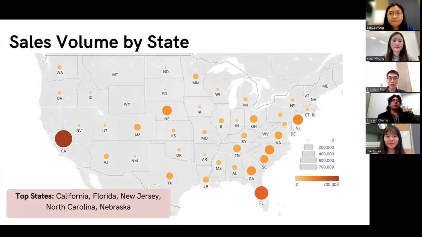This slide shows a map of the sales volumes of Obagi's products by US state from 2022 to 2024. In general, sales are concentrated on the East Coast. The states with the strongest sales volumes include California, Florida, Georgia, New Jersey, and North Carolina. California showcases the highest sales with over 600,000 products sold.